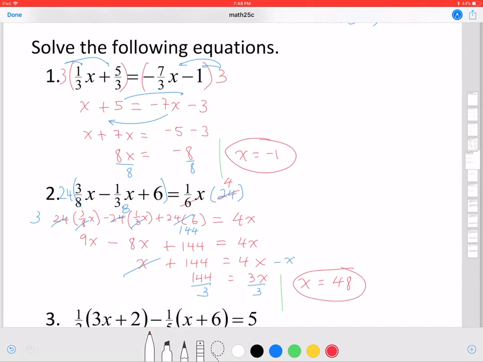All right. Again, we're able to do this without having to subtract fractions or any of that sort. All right.